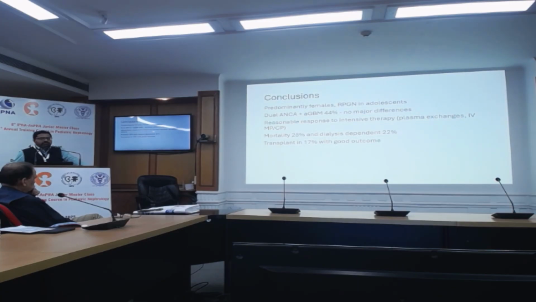Dual antibody disease was there in about 44% of the patients. It had a reasonable response to the immunosuppressive therapy that we gave. Mortality was in 28% of the patients, and transplant was done in 3 children with good outcomes. So with this, I would like to conclude my presentation.